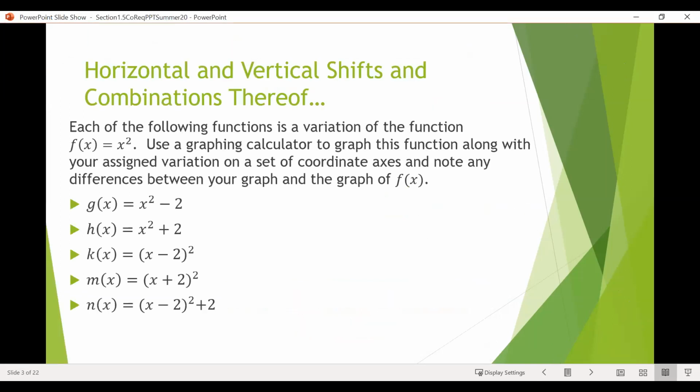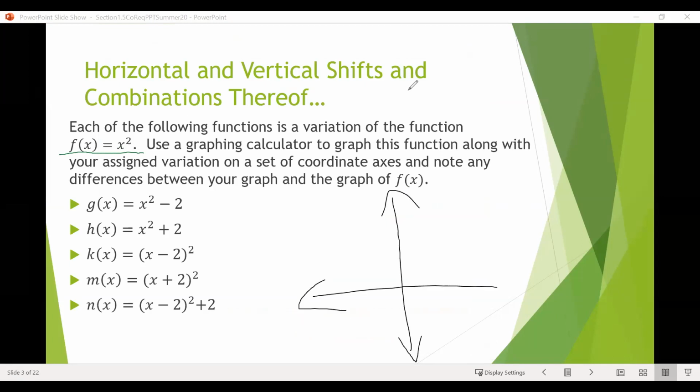Okay, so as I mentioned, this is section 1.5. And what we're going to do is look at some variations on the function f of x equals x squared. Now, do you recall from your list of toolkit functions, which toolkit is this? Right, this is the quadratic toolkit function. Okay, and we're going to graph it on a graphing app here in a minute, but before we do that, just quickly remind ourselves what the graph of this looks like.